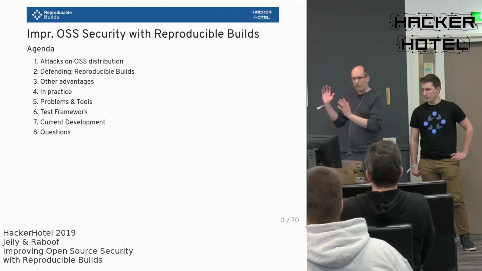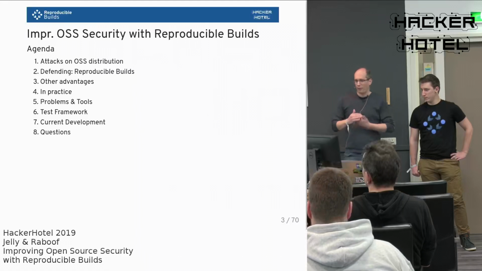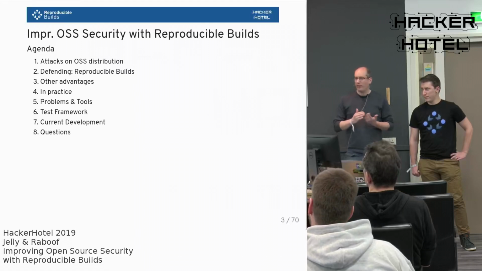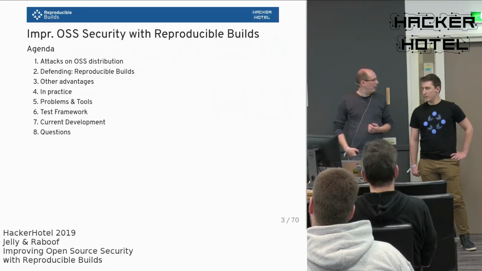So this is the quick overview of the agenda. First, let's make the case of why we think this is needed at all. Then explain what reproducible is and looks like. And then go into more detail of how you do it, what tools are available to you to improve your security with reproducible builds, and some current developments and future work in this area.